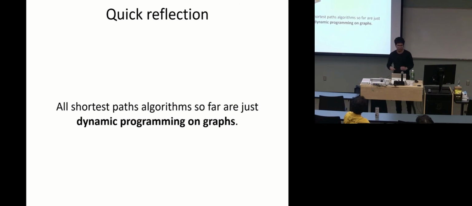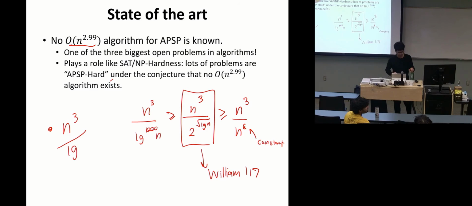Anyway, so far you see that all the shortest path algorithms that we have seen are just dynamic programming on graphs. Question? Yeah, I was curious. On the last slide, you said it was one of the 3 biggest open problems in algorithms. What are the other 2?